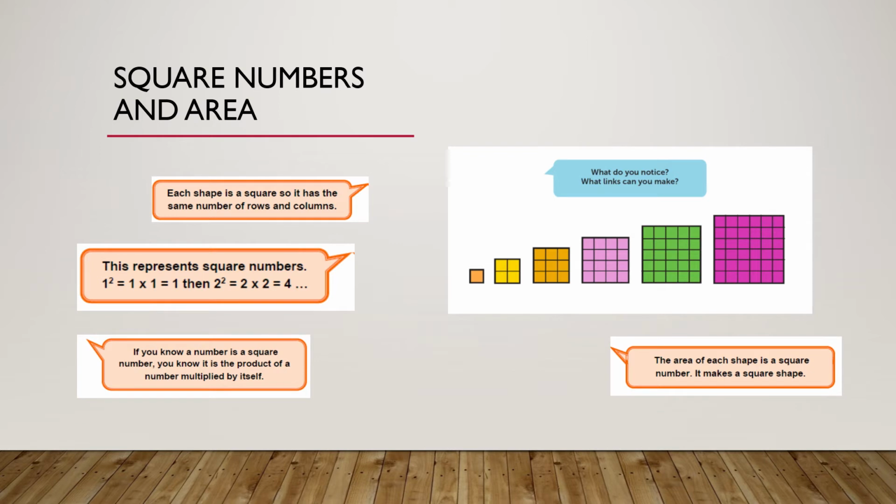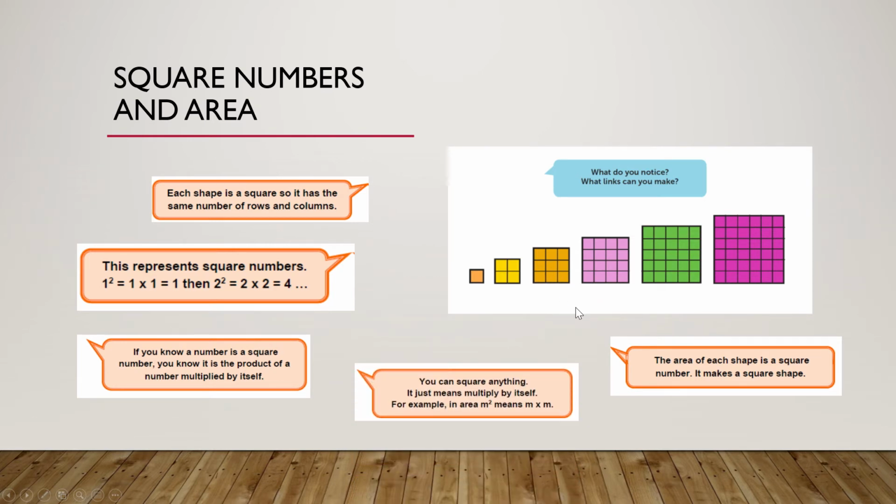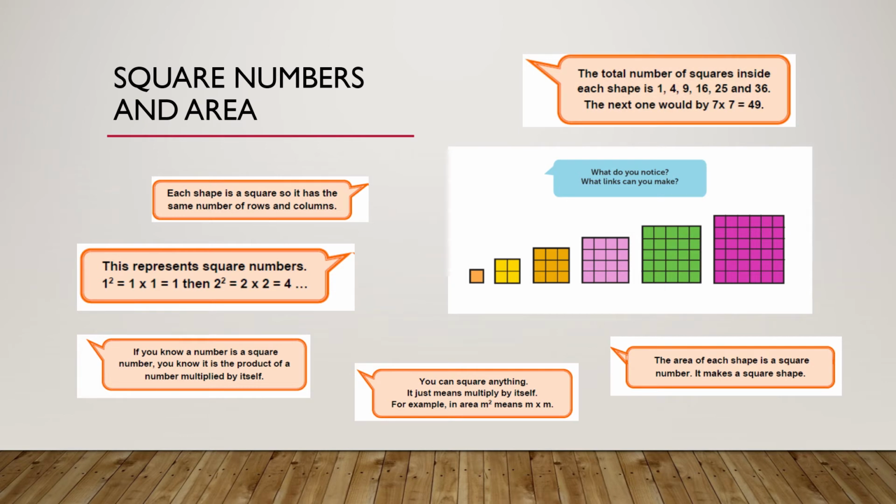The area of each shape is a square number. It makes a square shape. So the area of this one, for example, 3 squared is 1, 2, 3, 4, 5, 6, 7, 8, 9. Or 3 lots of 3 is 9. You can square anything. It just means multiply by itself. For example, in area, meter squared just means meter times meter. And finally, the total number of squares inside is 1, 4, 9, 16, 25, and 36.